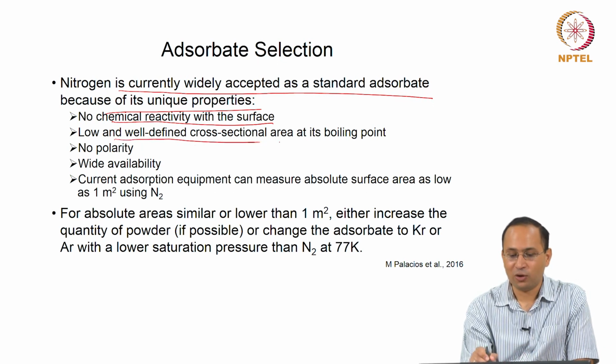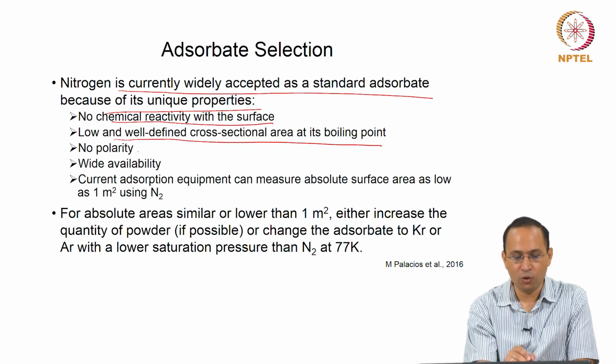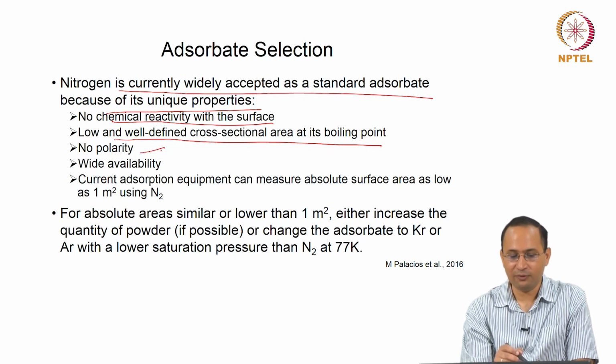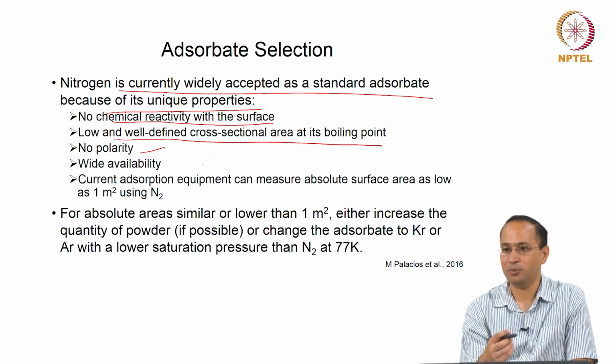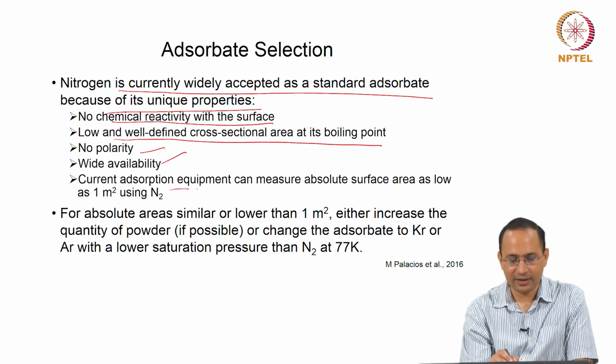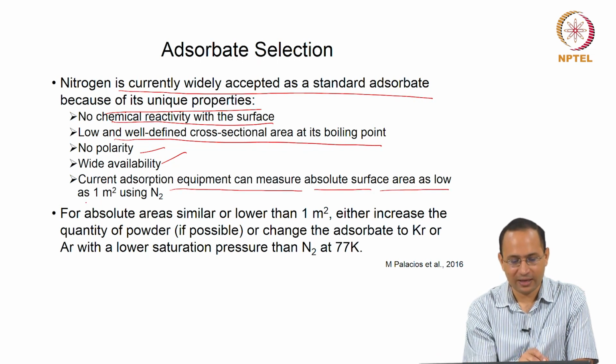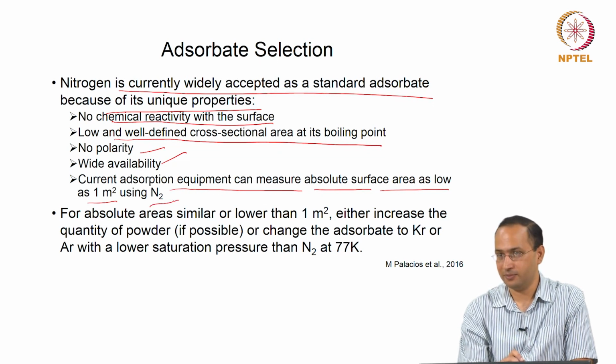Low and well defined cross section area at its boiling point. It should have a low and well defined cross section area. No polarity, that will give you no lateral interaction. We want to make sure there is no lateral interaction between molecules. It should be widely available. And current adsorption equipment can measure absolute area as low as 1 square meter using nitrogen. That is the limitation as far as current adsorption equipment is concerned.